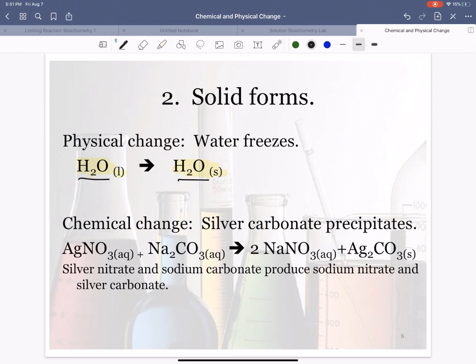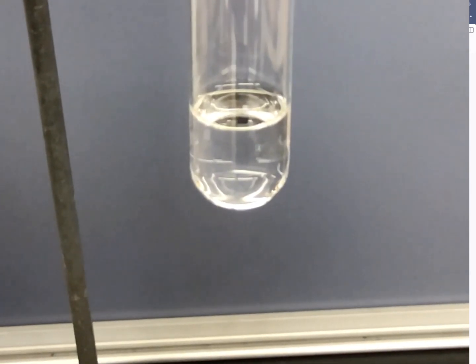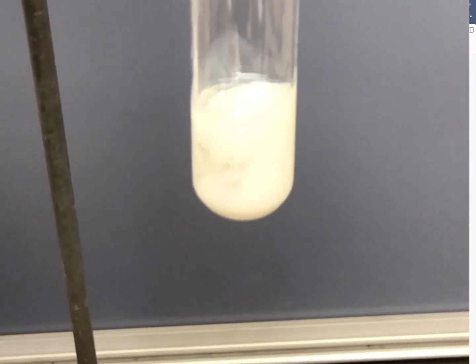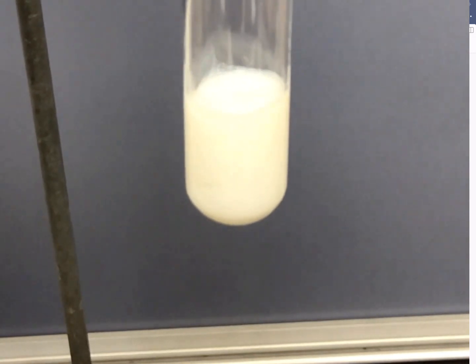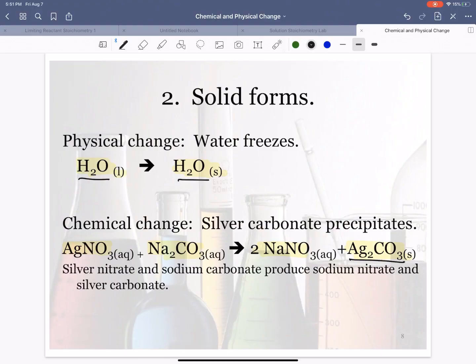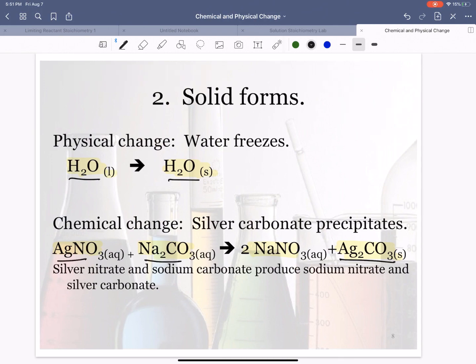That's a physical change. However, if you are to combine some reagents, a solution of silver nitrate and a solution of sodium carbonate, can react to form a solid, silver carbonate. If the solid formed has a different chemical formula, is a different smallest unit from what the reactants were, that is a chemical change.